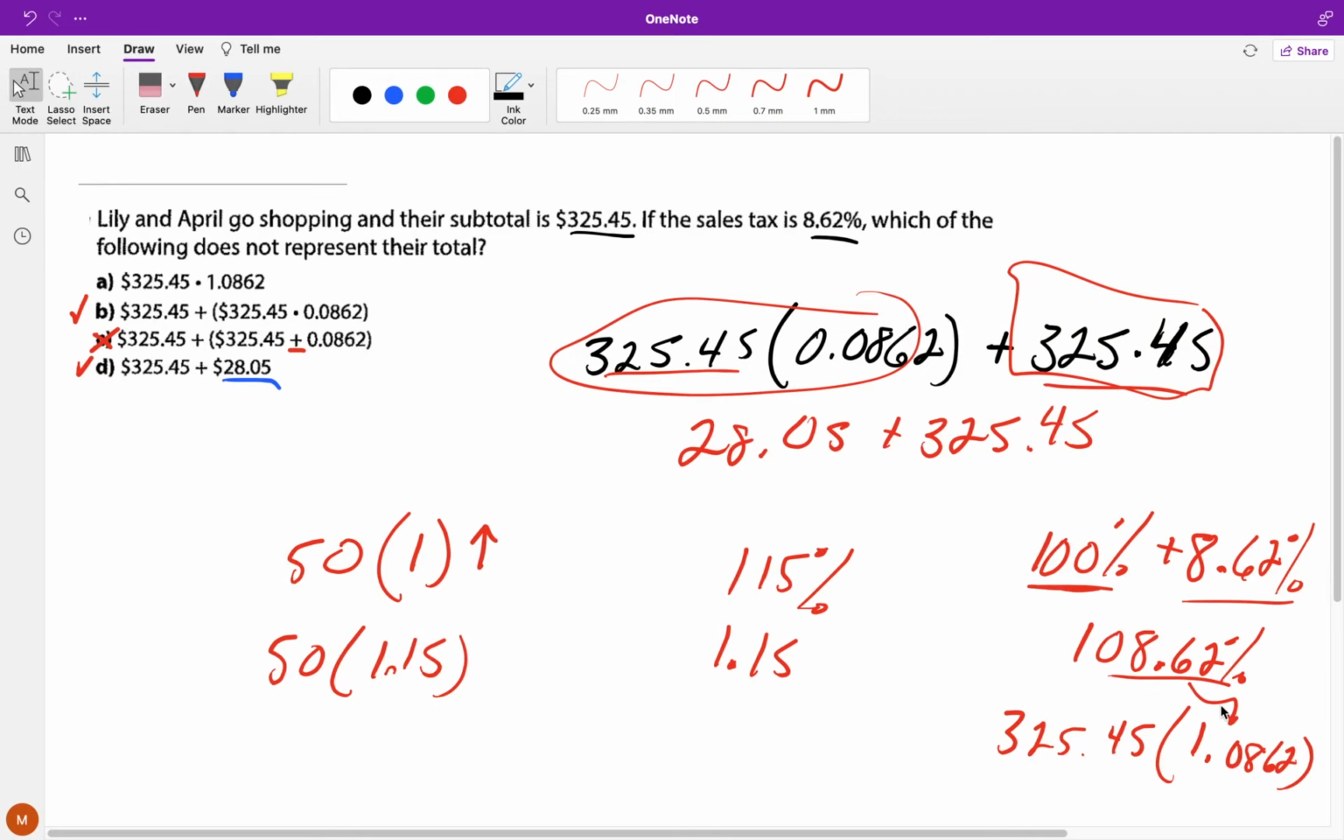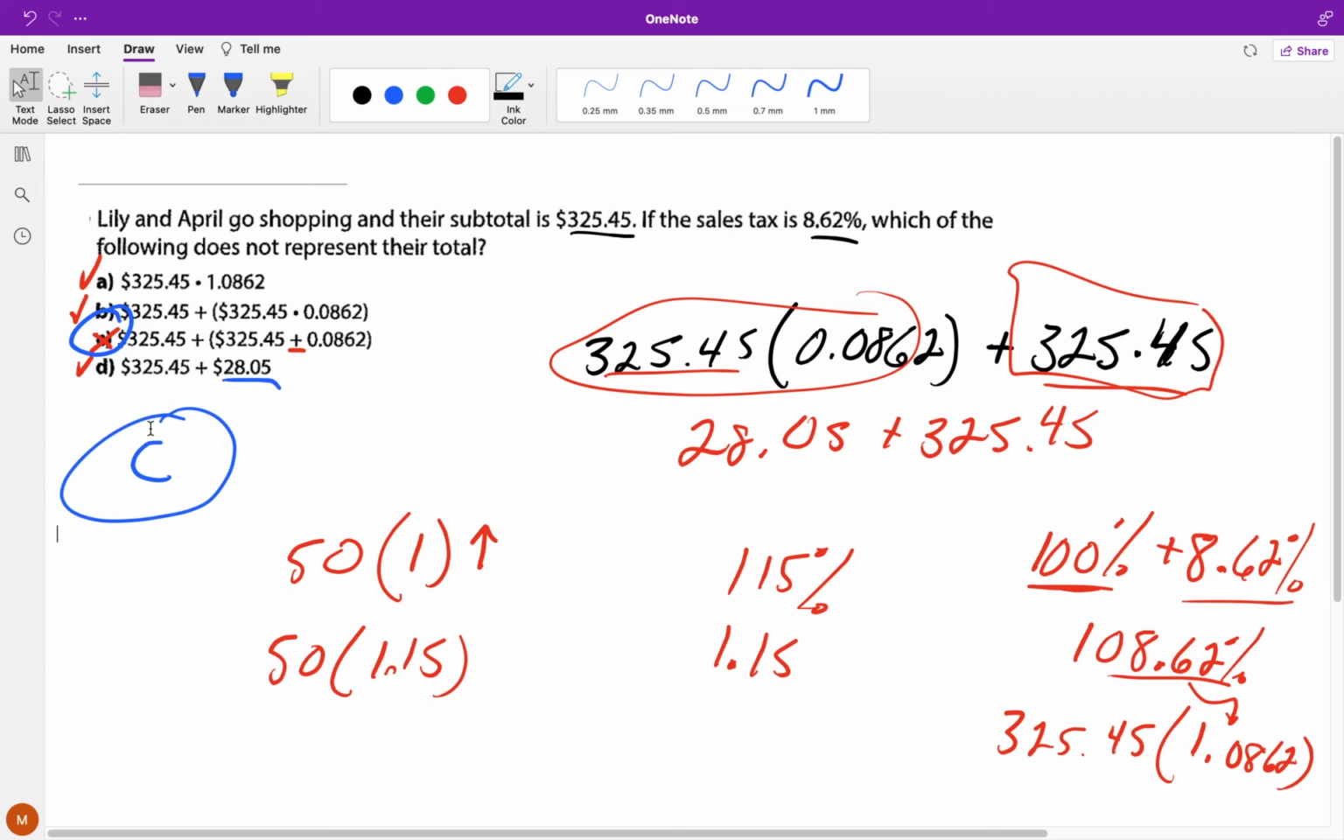So we can just multiply that, and since it includes the increase, it's going to give us the final amount. So A, B, and D are the ones that would represent, this says which one does not represent their total. So A, B, and D do represent their total. So the one that does not represent their total is C. So C will be the answer.